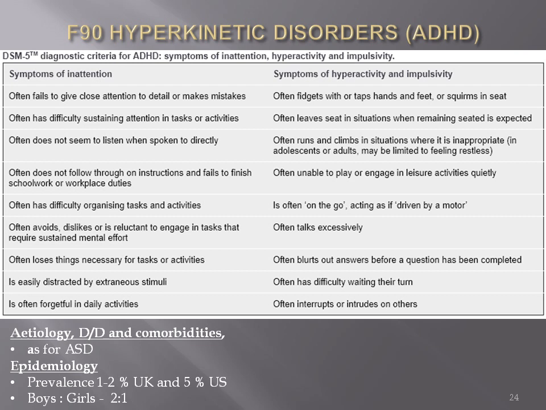And then they're unable to play or engage in leisure activities quietly. So they're speaking and they're talking and they're making noise. They're always on the go. So the child is always on the go. And in the DSM-5, they say as if they're driven by a motor. They often talk excessively and they often blurt out answers before a question has been completed.